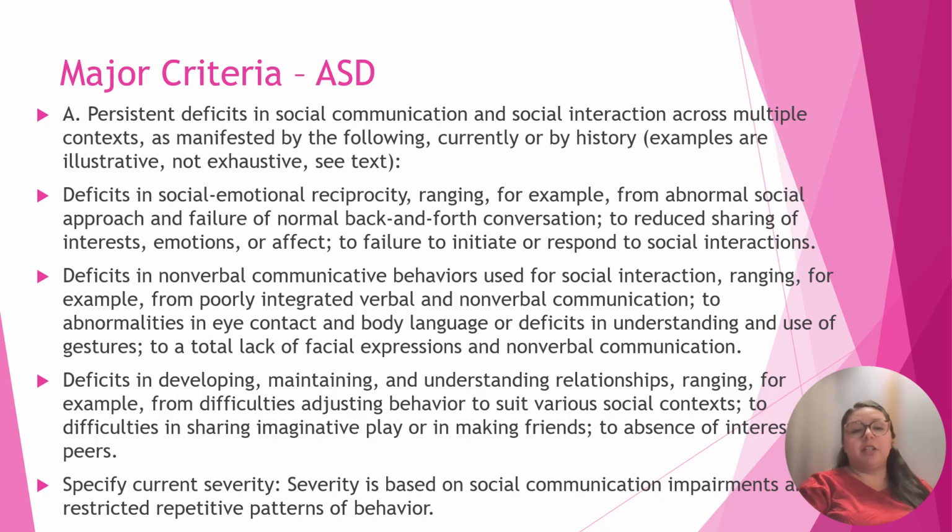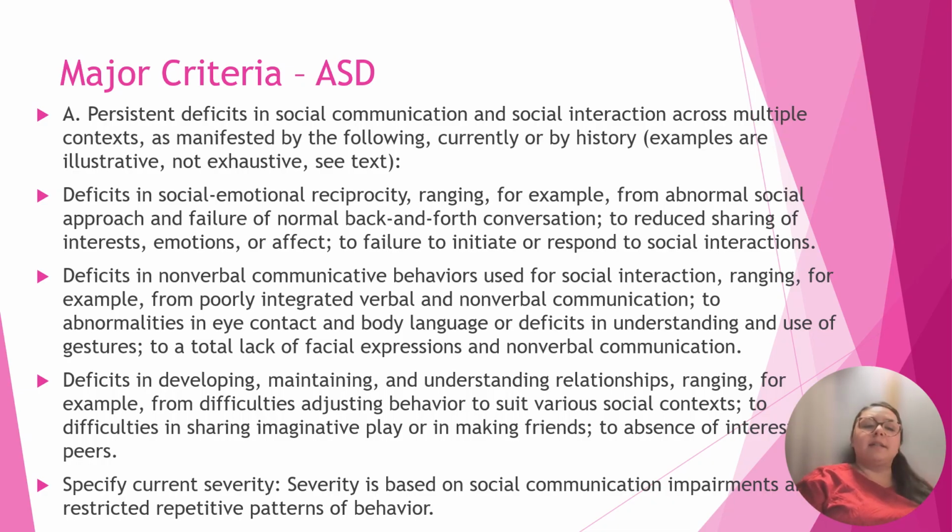Here we have the major criteria for autism spectrum disorder. So we have deficits in social communication and social interaction across multiple contexts, as manifested currently or by history. Examples are illustrative but not exhaustive, and then see below. So this is deficits in social-emotional reciprocity, deficits in nonverbal communication, and deficits in developing, maintaining, and understanding relationships. So here we have the social background of what meets the criteria for autism spectrum disorder.